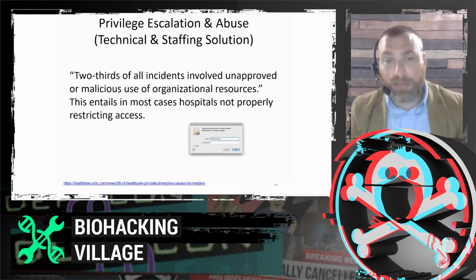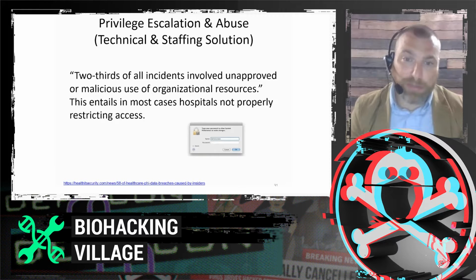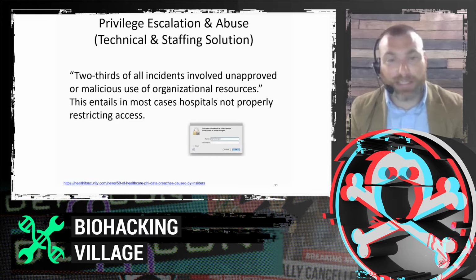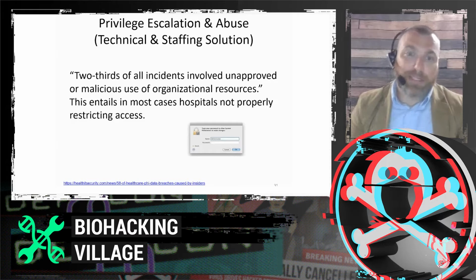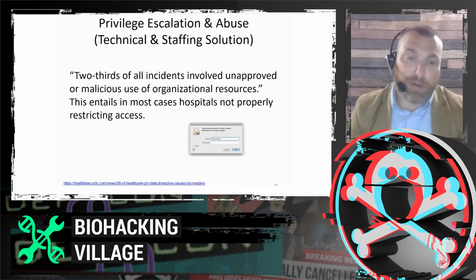Privilege and escalation abuse was 2/3 of all of the incidents. Now, having been someone that worked for a hospital for a while, doing application access and having to monitor access, I can certainly say that this is difficult. A lot of this really depends on how those individuals are keeping access. Certainly you want to restrict access as much as possible. You don't want to leave it open.